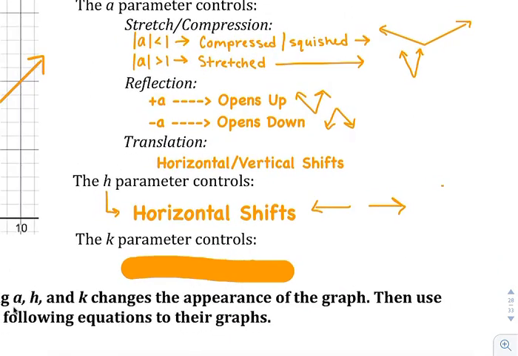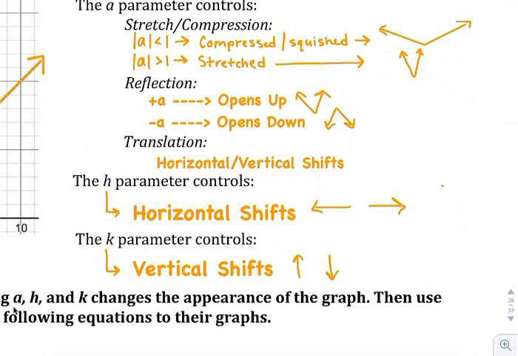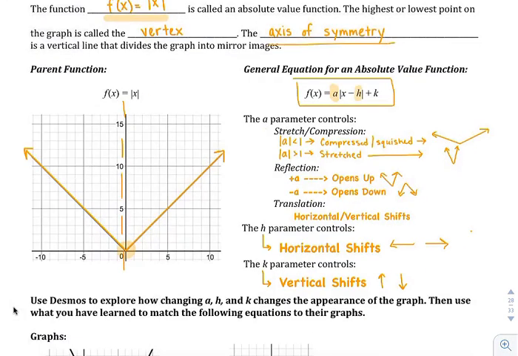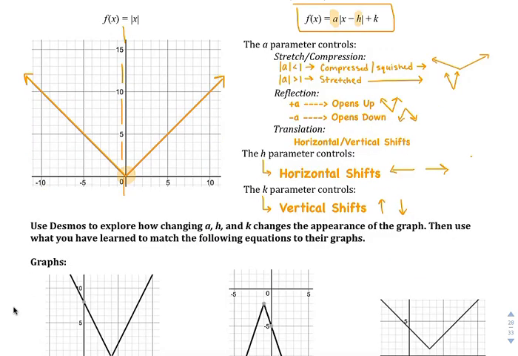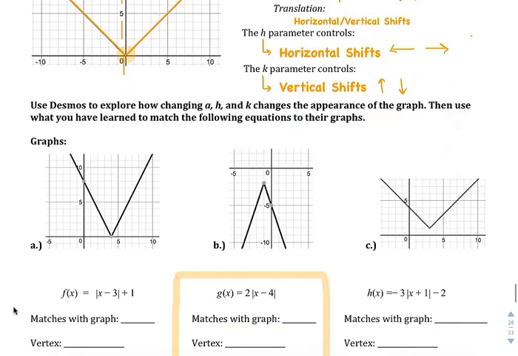And then the k is the vertical shift of the graph. So that's your up and your down. So all of these things tell you what the shape of this graph is going to look like. Without even graphing it, you should be able to tell a couple of these things. So now let's go look at an example down here.